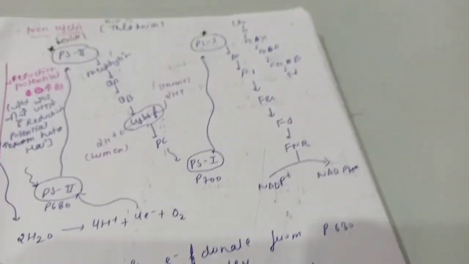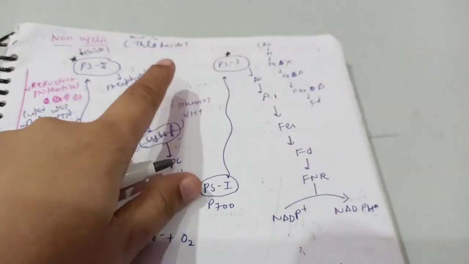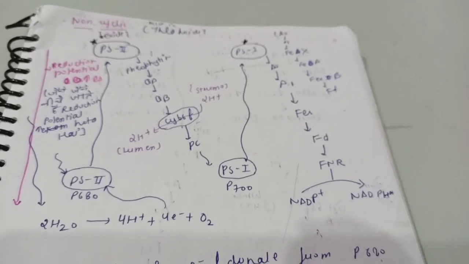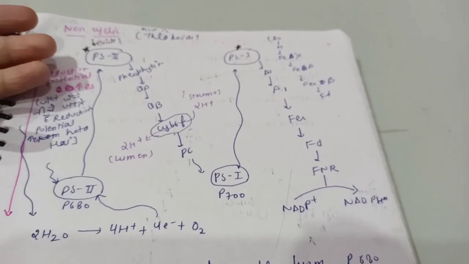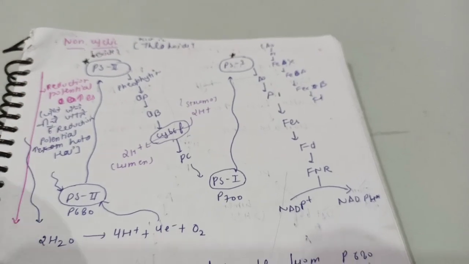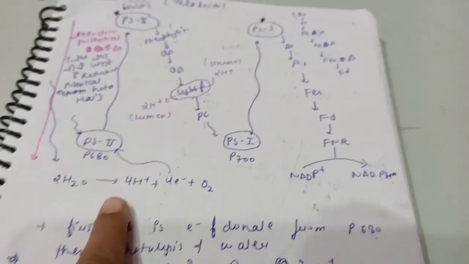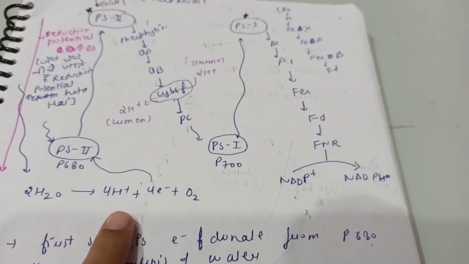Firstly, we will discuss the non-cyclic pathway. The non-cyclic pathway takes place in the thylakoid. It will not take place in the stroma. As we go down, the reduction potential will increase. This reaction takes place inside the thylakoid.